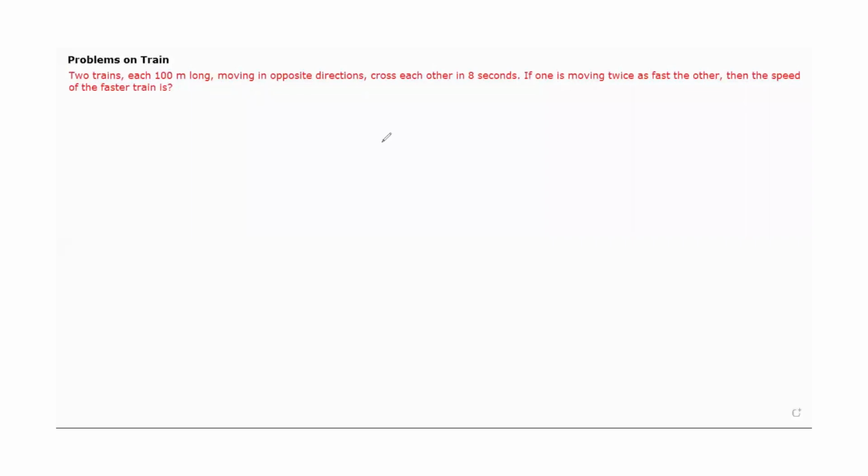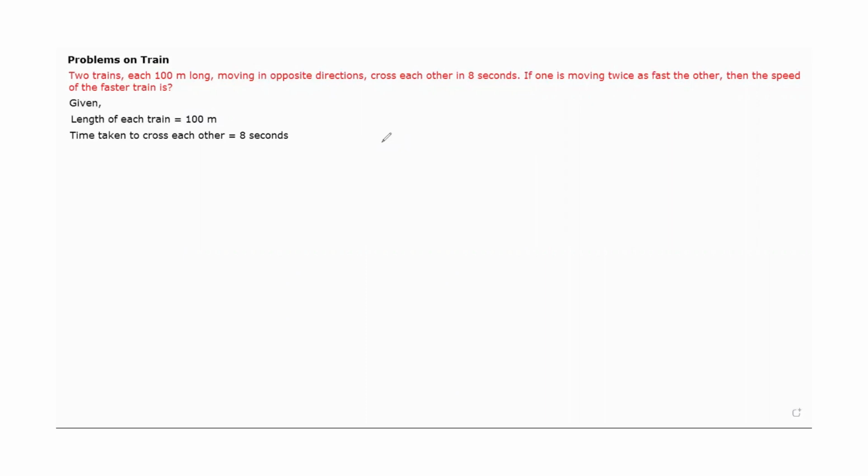Two trains, each 100 meters long, moving in opposite directions, cross each other in 8 seconds. If one is moving twice as fast as the other, then what is the speed of the faster train? Length of each train equals 100 meters. Time taken to cross each other equals 8 seconds.